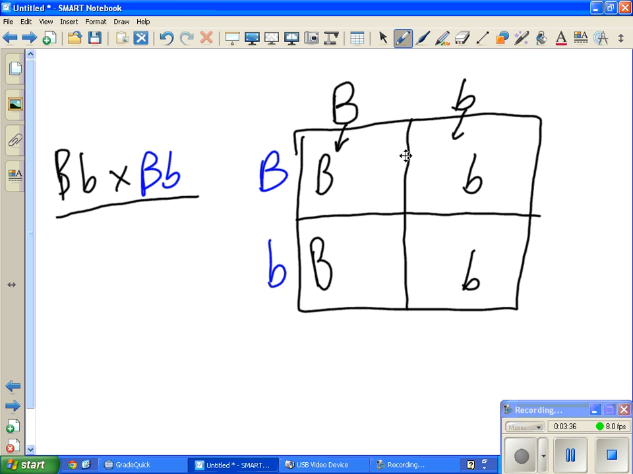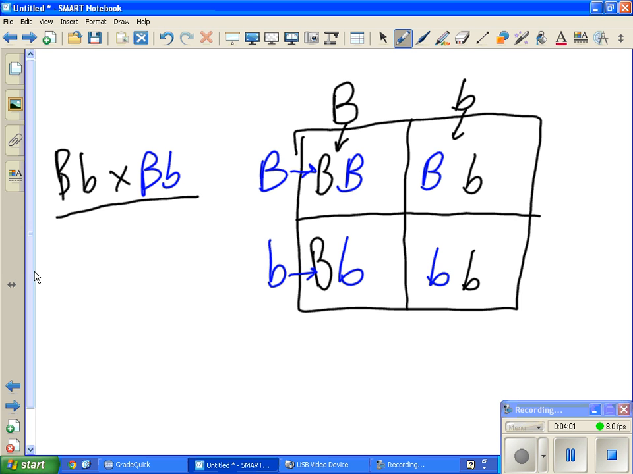All right. Then what you would do if you're using this method is you would take the alleles on the side and you fill them in going right this time. So you put this big B in, and then you go over to the next box and you put the big B in. And then you take this allele and you put it in both of the boxes in a line. So you put the little b here and the little b there.